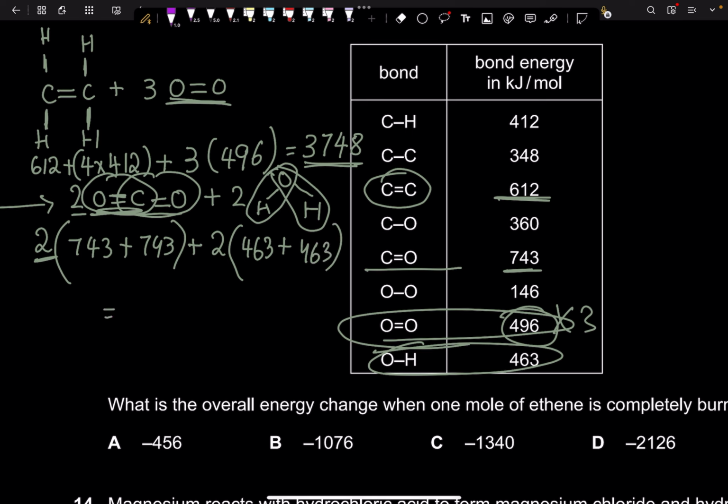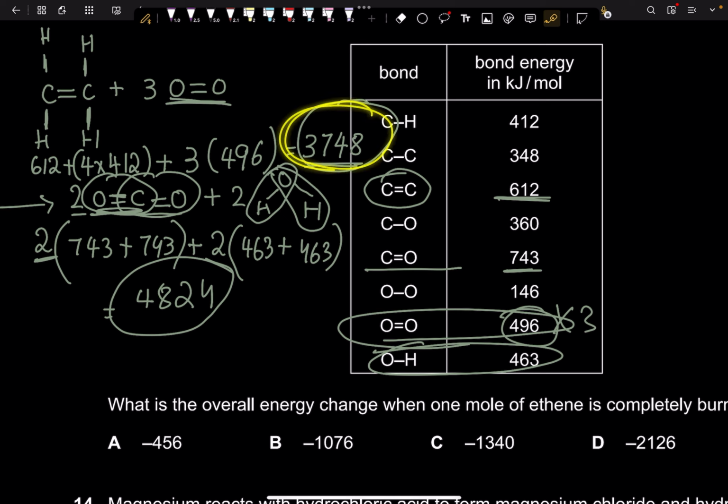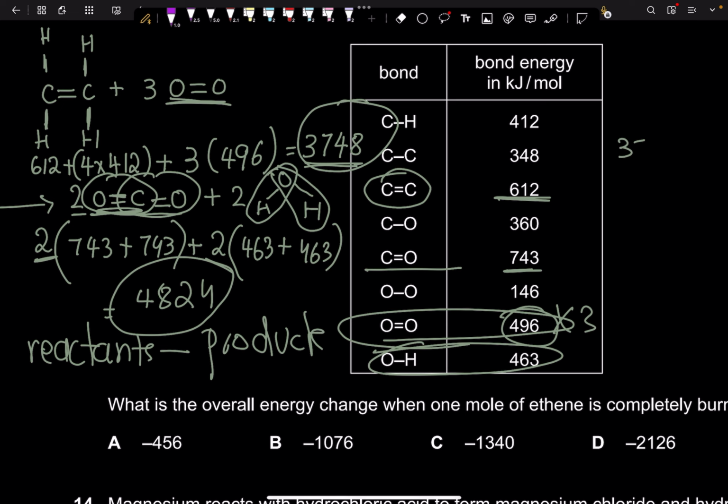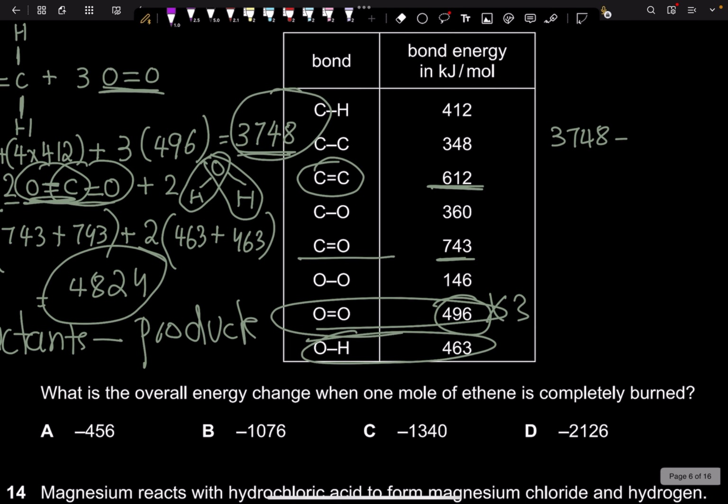जस्ट पुट इट एज इट इज़ ऑन द कैलकुलेटर. 743 प्लस 743 प्लस 2 टाइम्स 463 प्लस 463, and that's going to give you 4824. अब आपने क्या करना है, आपने अपने रिएक्टेंट्स की एनर्जीज़ को माइनस कर देना है प्रोडक्ट्स की एनर्जीज से. ठीक है, रिएक्टेंट्स माइनस प्रोडक्ट्स. रिएक्टेंट्स हैं 3748 माइनस प्रोडक्ट्स की एनर्जीज हैं 4824. Let's do it.